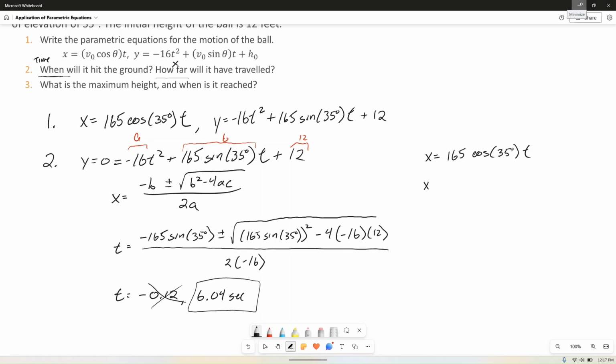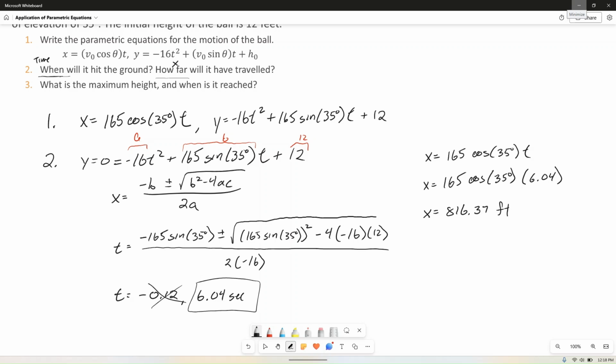So to find the distance that the ball travels, how far it traveled, we're going to plug in that 6.04 seconds for t. So we're going to have x equals 165 cosine of 35 degrees times 6.04 seconds. And if we compute that, we should get that x is equal to 116.37 feet.